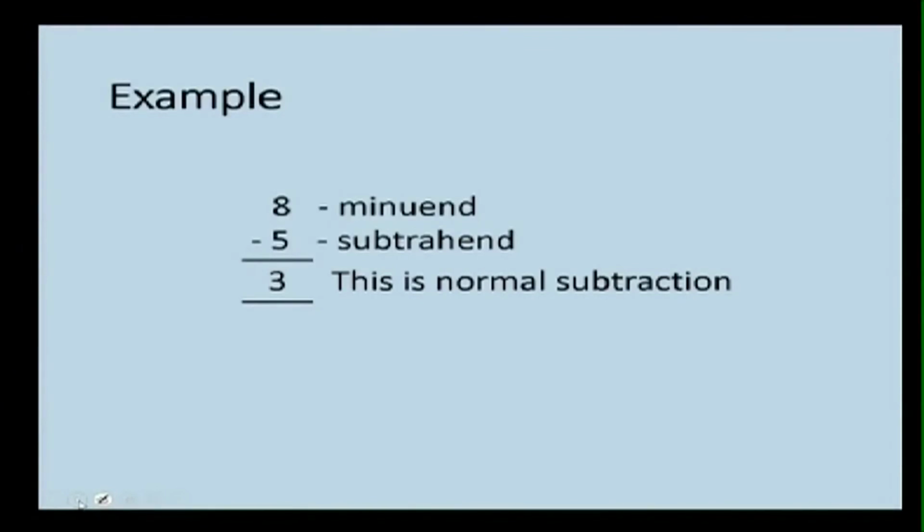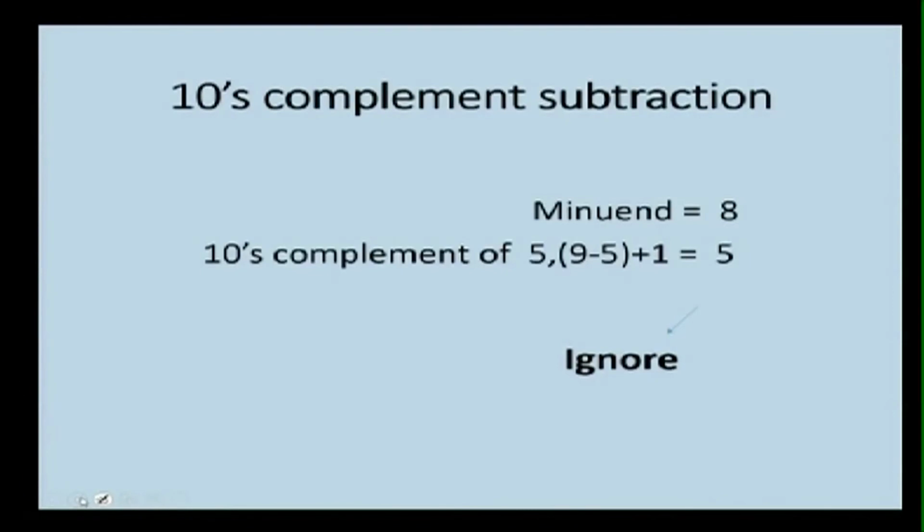Again, I have taken the same simple example where I am subtracting 5 from 8. You see that we get 3. This is normal subtraction. Any subtraction will give us this result. Now, in 10's complement, what do we do? We take the minuend as it is and we take the 10's complement of 5. How do we take the 10's complement of 5? We subtract that 5 from 9 to get 4, we add up 1 to it to get 5. This is how we take the 10's complement of a number.